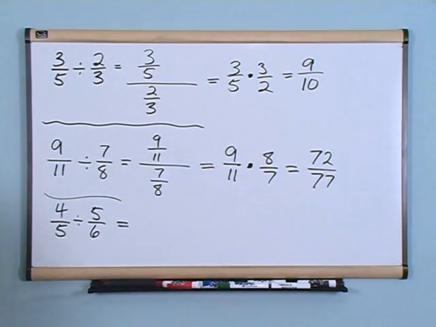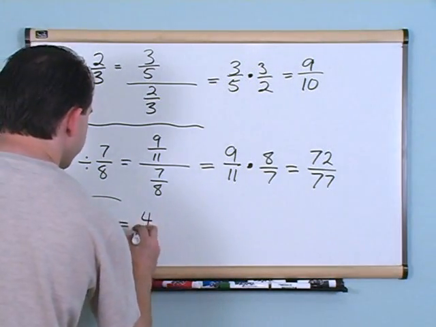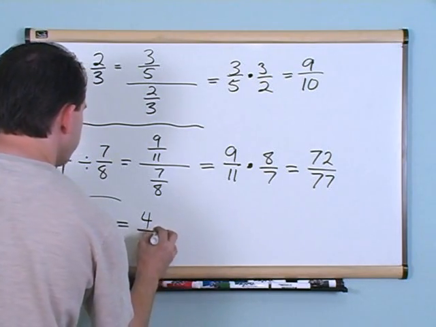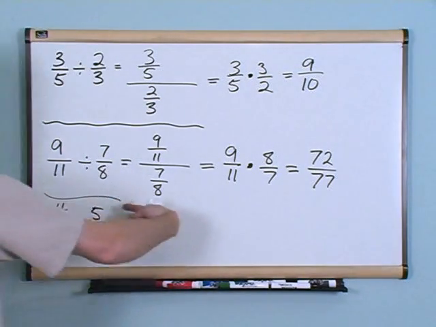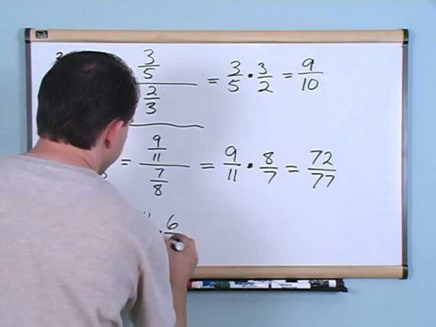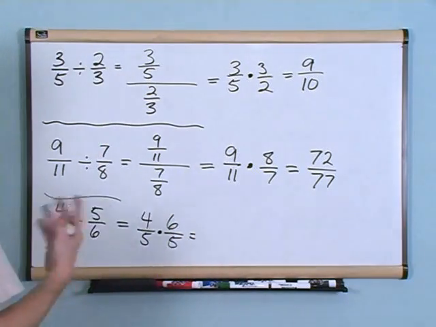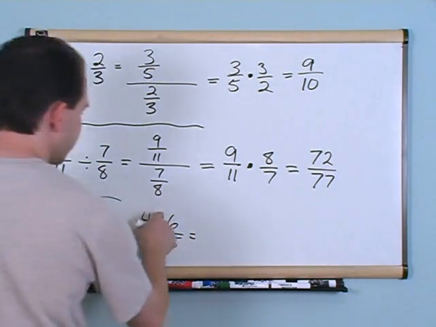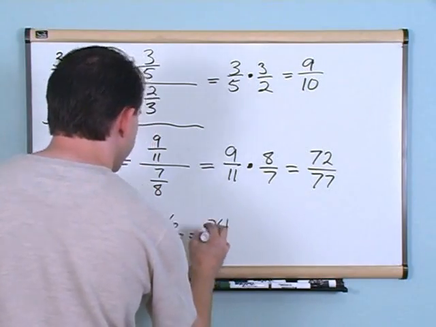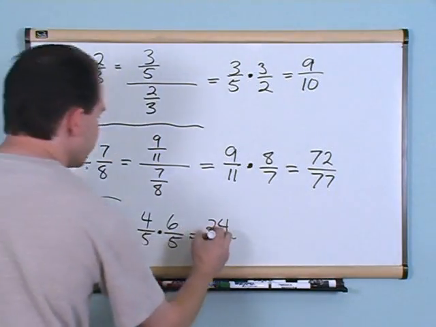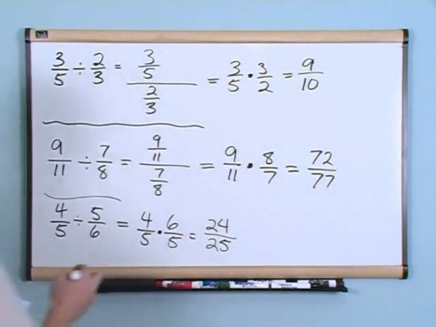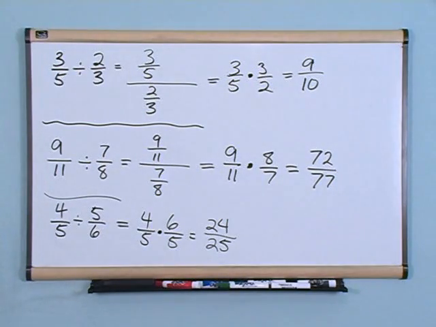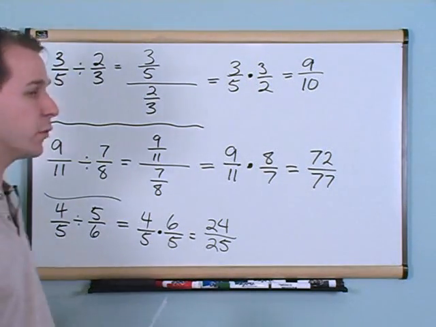Okay, so what I'm going to have here is 4/5 multiplied by, and I'm going to take the second fraction, flip it over, it's going to be 6/5. And then at this point I just do it like multiplication. 6 times 4 gives me 24, and 5 times 5 gives you 25. So the answer is 24/25, and there's nothing more I can really do to simplify that anymore.